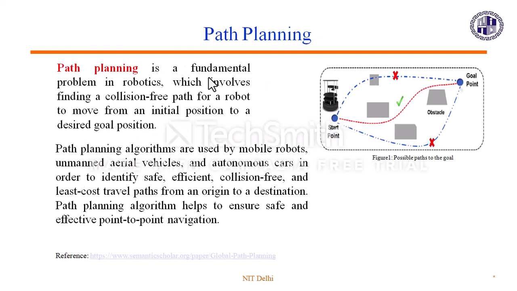What is path planning? Path planning is a fundamental problem in robotics which involves finding a collision-free path for a robot to move from an initial position to a desired goal position. Path planning algorithms are used by mobile robots, unmanned aerial vehicles, and autonomous cars in order to identify safe, efficient, collision-free, and least cost travel path from an origin to a destination. Path planning algorithm helps to ensure safe and effective point-to-point navigation.